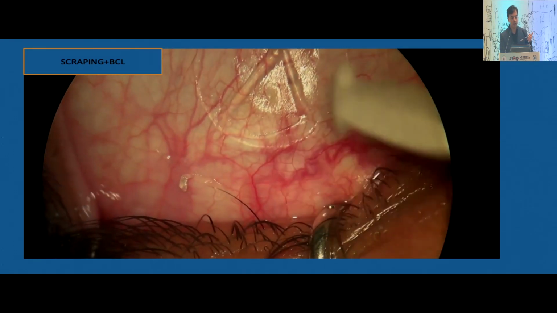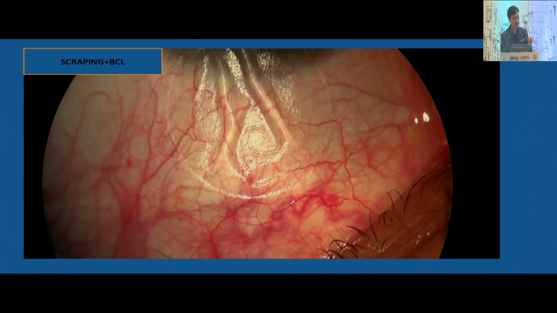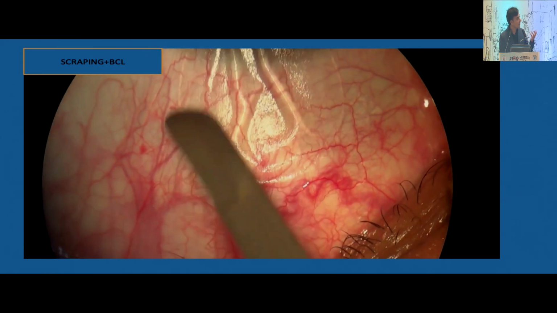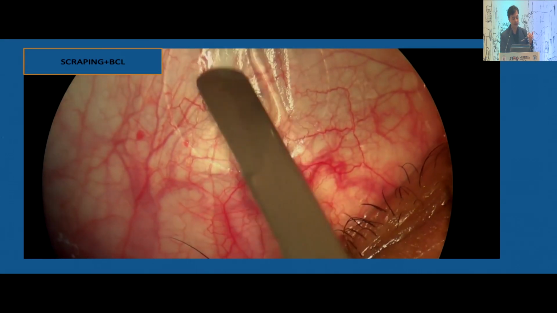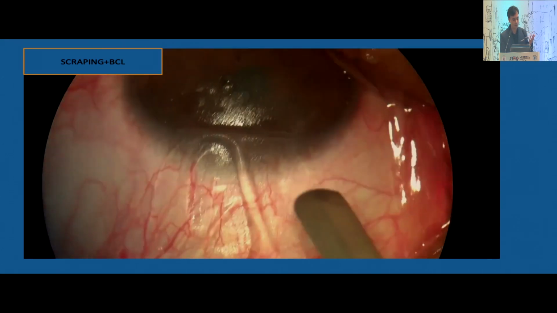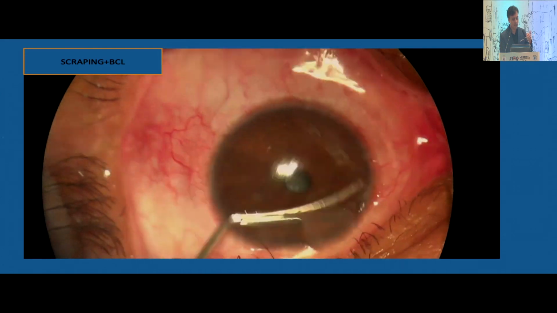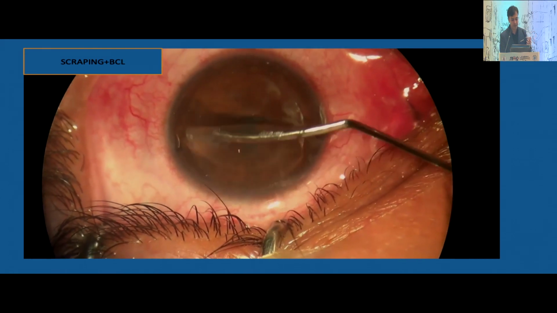You have to be sure that you are not damaging the surrounding epithelium, and of course you can use any adjuvant agent such as absolute alcohol or mitomycin C if it is required. And of course at the end of the story you have to put the flap back in its position and basically put a BCL if you want.